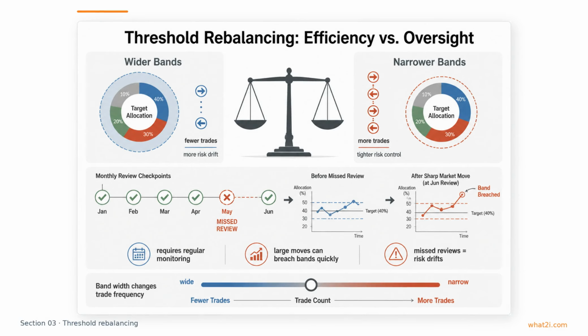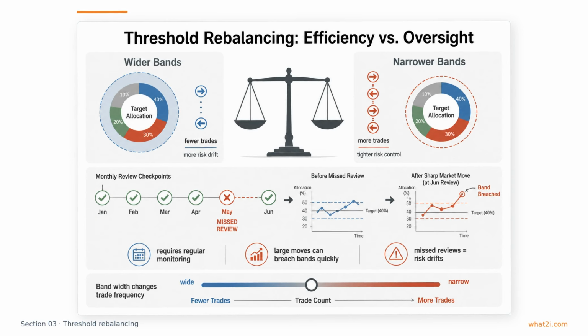The main trade-off is that threshold rebalancing reduces unnecessary trades, but it demands oversight. Someone still has to check the portfolio regularly enough to notice when a band has been crossed. Large market moves can push an allocation outside its range quickly, especially when bands are narrow. If reviews are missed, risk may drift farther than intended before action is taken.